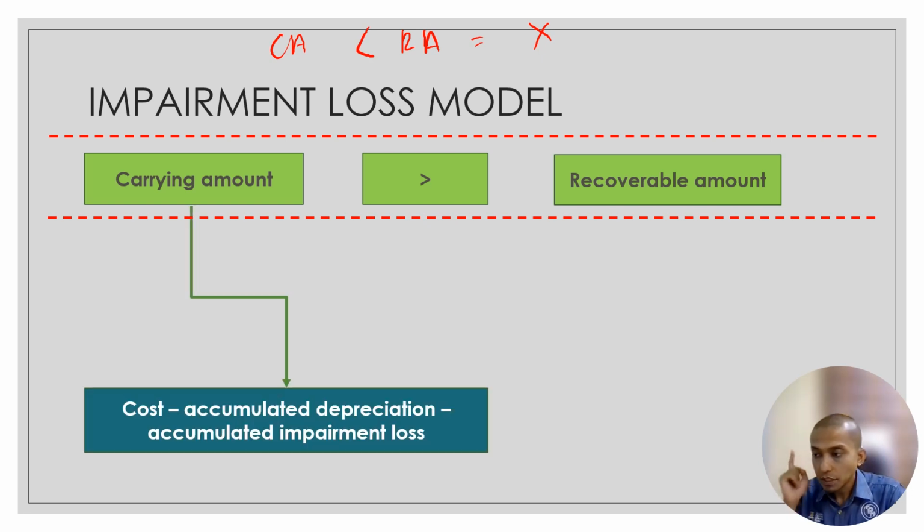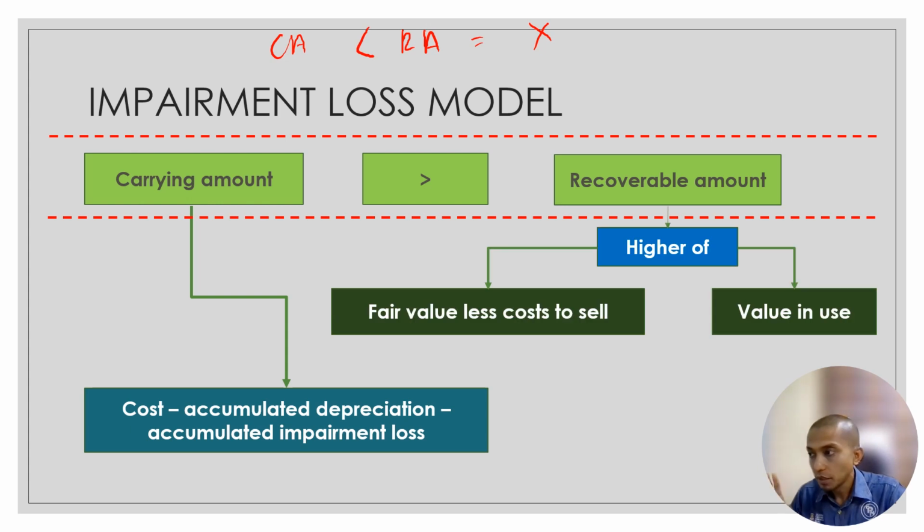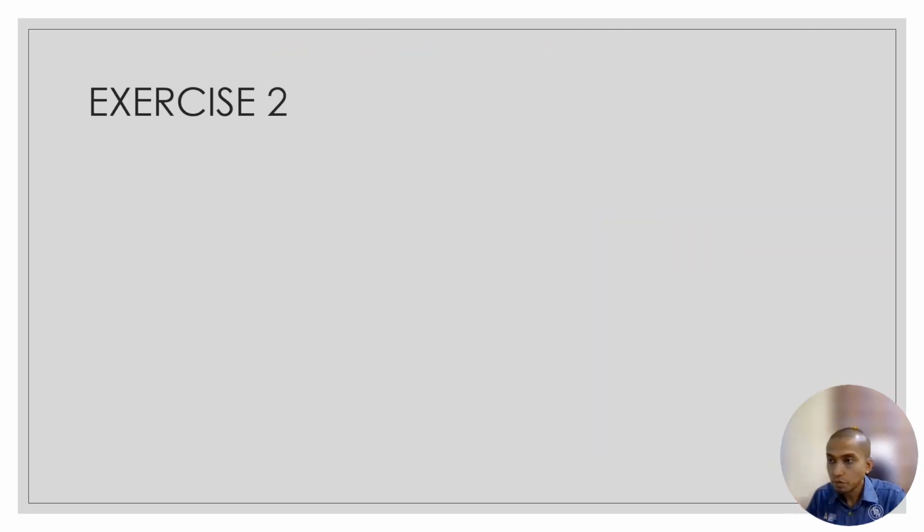So carrying amount is cost less accumulated depreciation less accumulated impairment loss, while the recoverable amount is the higher of fair value less cost of sales or value in use. We are going to choose the higher between these two, all right?